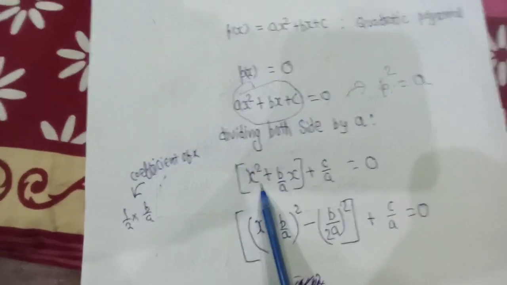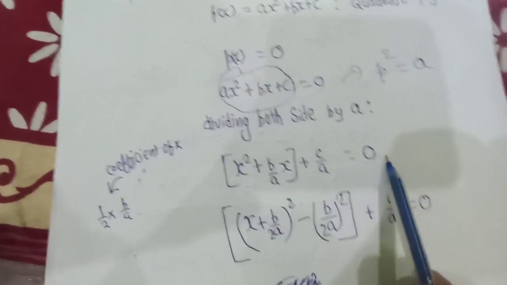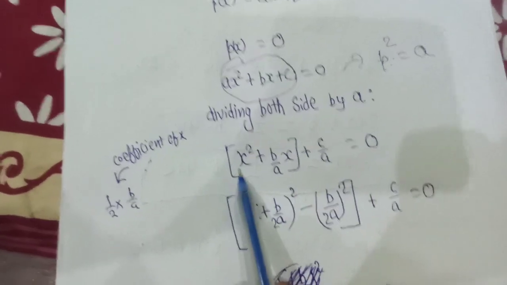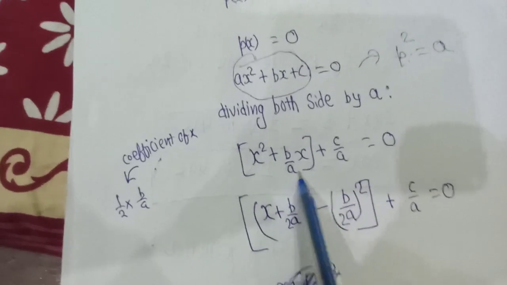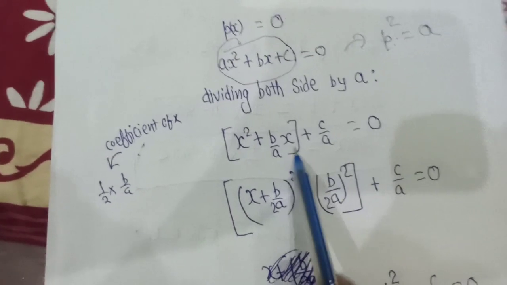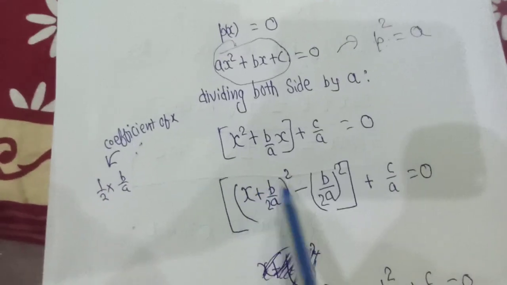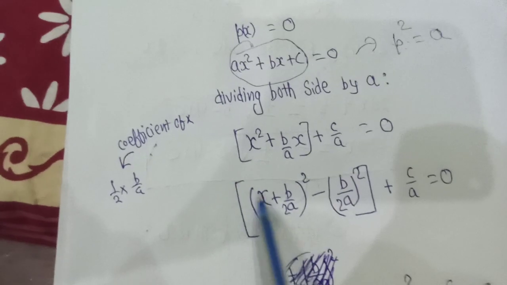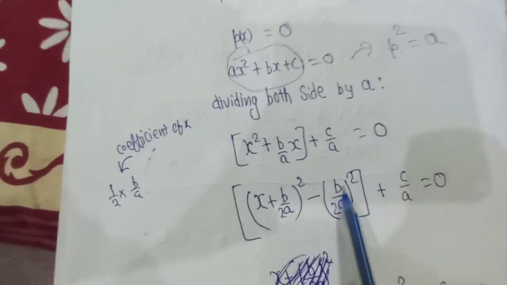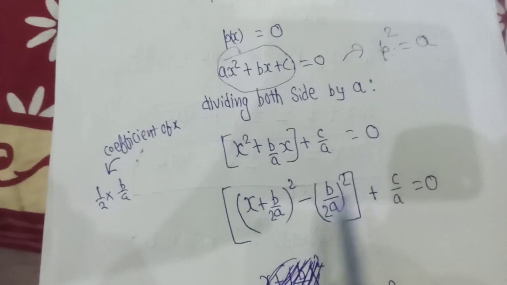So we get x square plus b by a x plus c upon a equals to 0. Now this in square bracket terms, x square plus b upon a into x, this could be written as x plus b by 2a to the whole square minus b by 2a to the whole square. How we come to this?